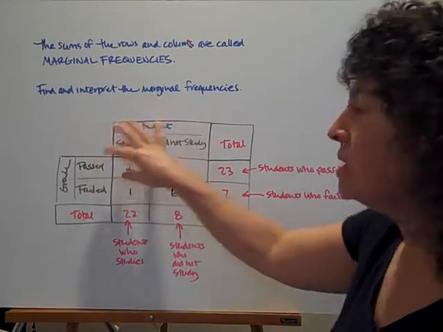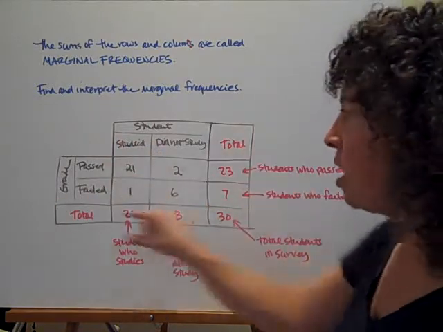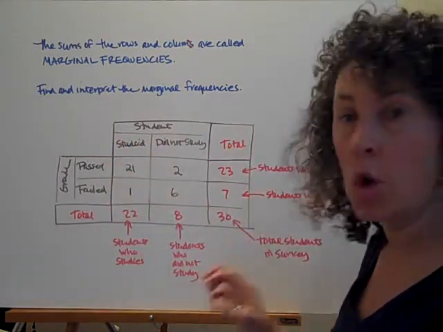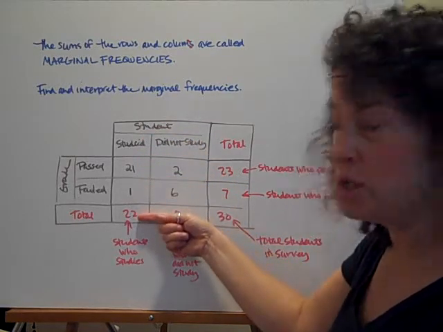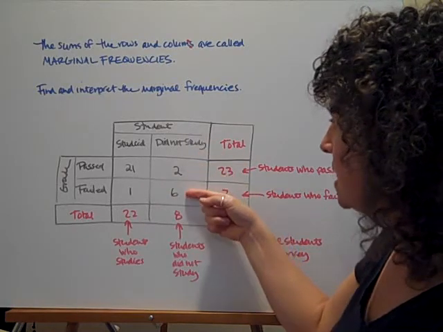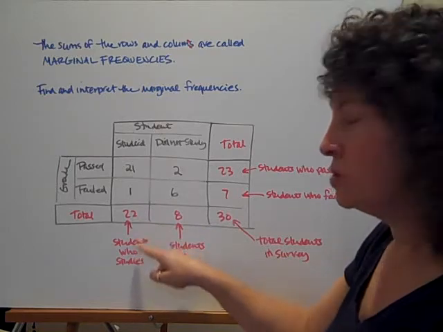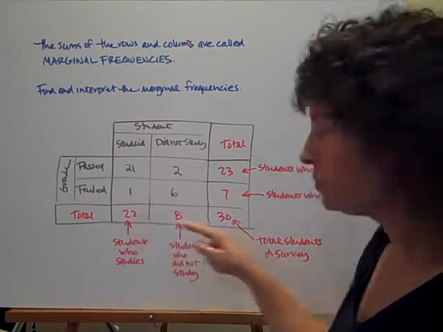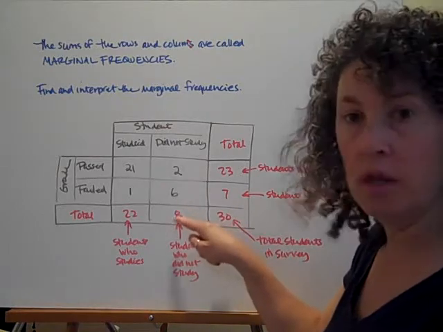So this is the same two-way table I just had a second ago, only I've added an extra column and an extra row here that are totals. So I've taken all of the students that studied, there's 22 of them, I added up this column. I've taken all the students that did not study and added them up and come up with this sum. So this sum here is the students who studied, all of them. This sum here is the students who did not study, and this is all of them.